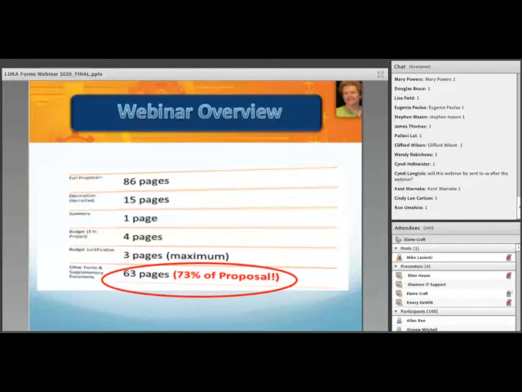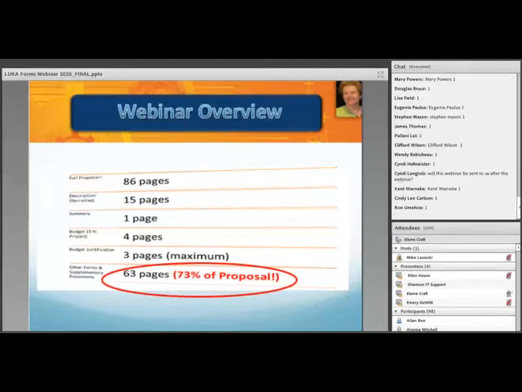The project summary is restricted to 1 page. Budget forms for a 3-year project will take up 4 pages, which is a budget for each year and a cumulative budget page for the entire proposal. The budget justification filled 3 pages in this example, so we have accounted for 23 pages of the proposal. Forms and supplementary documents make up the remaining 63 pages, or 73% of this sample proposal.